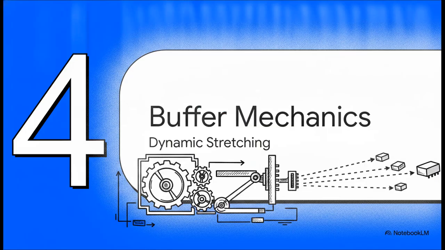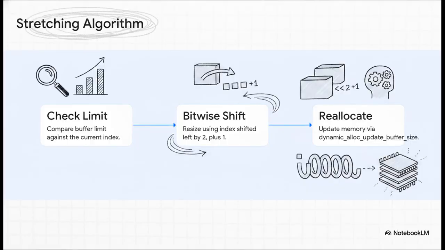Section 4. Contiguous buffer mechanics. With the architecture safely organized, let's step directly into the engine room to look at the gritty reality of memory allocation inside the contiguous_buffer.c implementation. Whenever you add or insert an element, you run the risk that the buffer might run out of space, right? The codebase handles this with what it calls a stretching algorithm. First, it checks if your target index hits or exceeds the current buffer limit. If it does, it dynamically resizes.